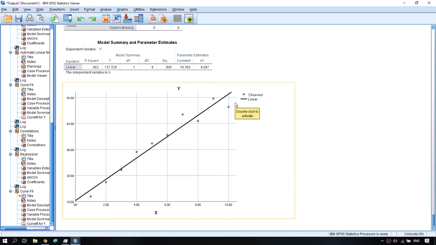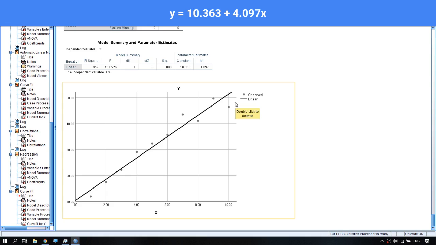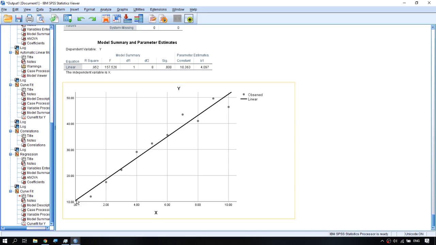And the equation of the straight line, although it is not shown here, is actually y equals 4.097 times x plus 10.363. And if you look at the y-intercept here, the intercept point is slightly above the number 10. And in fact, this is just 10.363. So this is the second way of doing the regression analysis. You don't have that much detail about the p-values of the two coefficients, but you have a graph, which can be more useful in some situations.